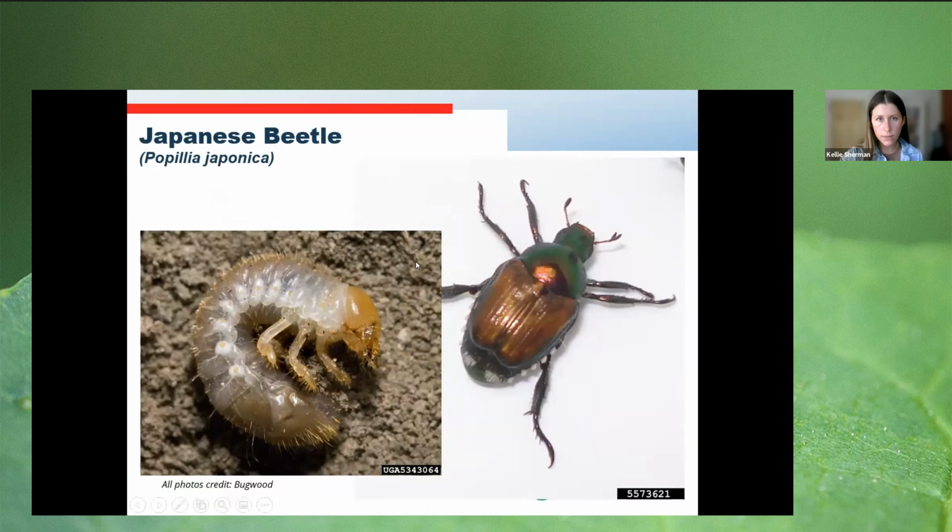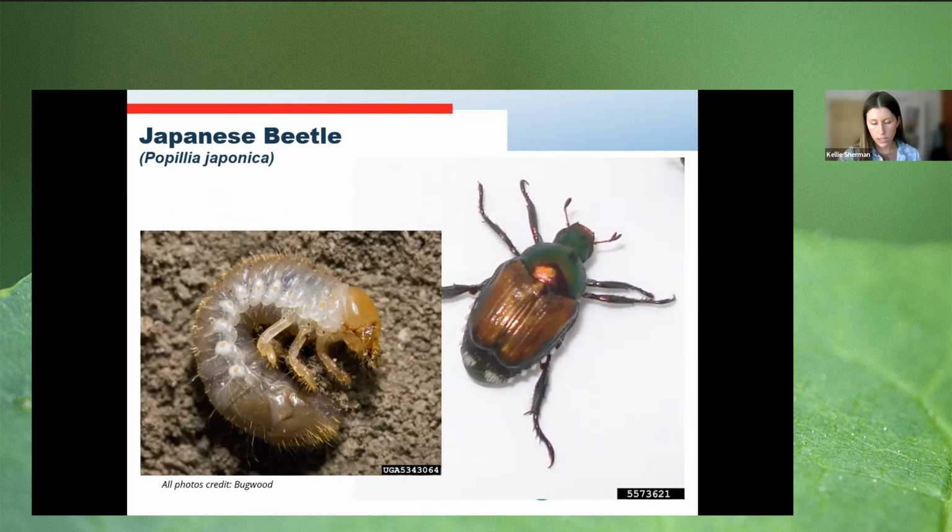So in terms of some key features for ID, you can see there the adult to the left, around 1 centimeter long. They're oval shaped and have a hard, shiny green exoskeleton and brown wing covers. I don't have a good picture. The best defining characteristic of the beetle is the 6 tufts of white hairs running down the sides of the abdomen. Well, you can see it there, yes. I don't know if my pointer is working, but that's the most defining feature.